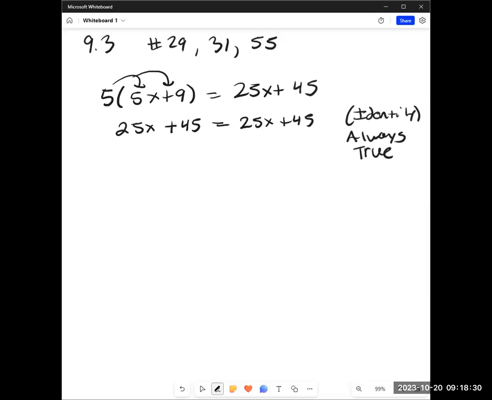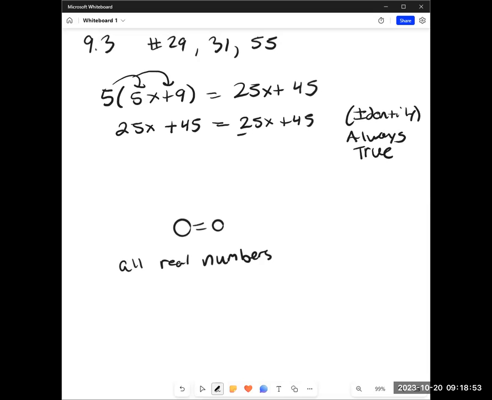And as soon as I can recognize that it's an identity, I know that my solution is all real numbers. If I can't recognize that it's an identity right away, that's okay. I can get it all the way down to the point where it says 0 equals 0, and that's what my identities are going to look like.